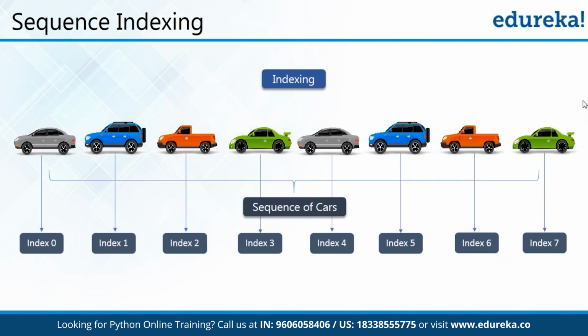Now comes indexing. I've talked a lot about indexing in the previous slides as well, but let me tell you once again. You have this particular sequence. And in Python, let me tell you guys, the indexing starts from 0 like other programming languages. So this car comes at index 0, this comes at 1st, 2nd, 3rd, 4th, 5th, 6th and 7th. So we have 8 elements in this particular sequence, and the index range is from 0 to the 7th element. So this is what indexing is.